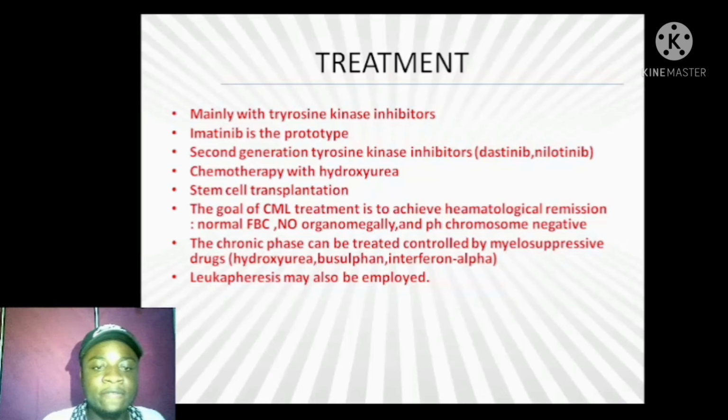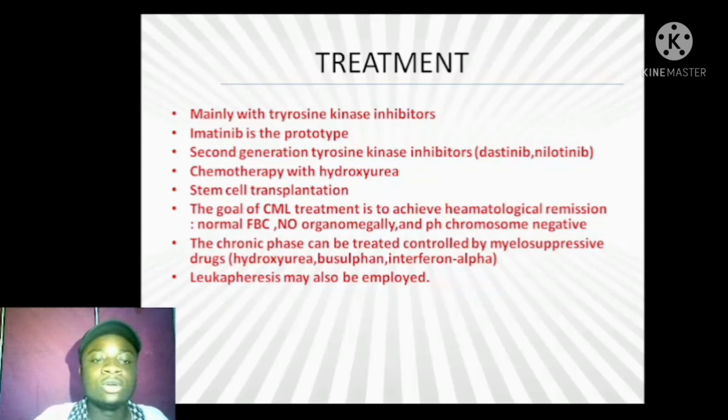So the chronic phase can be treated or controlled by myelosuppressive drugs. Examples are hydroxyurea, busulfan, and interferon alpha. Then you can do leukapheresis. Remember apheresis: you take whole blood, then separate the leukocytes from the other components. So you do that.